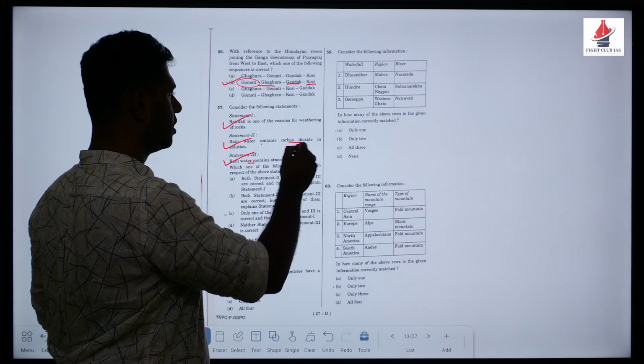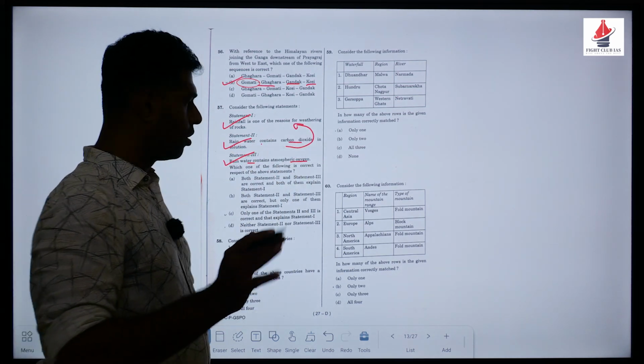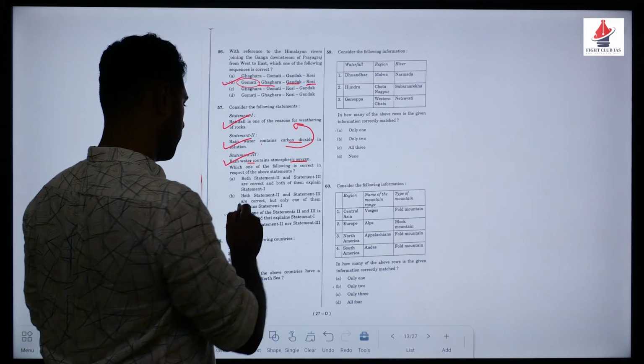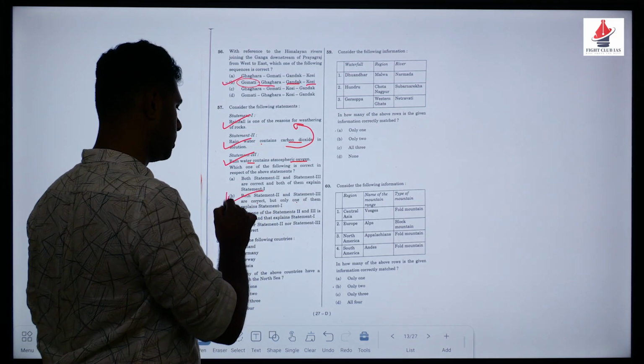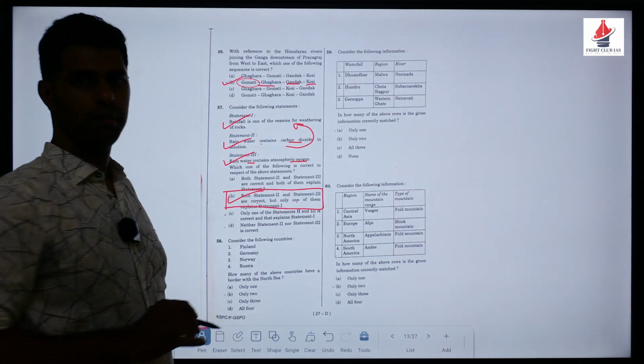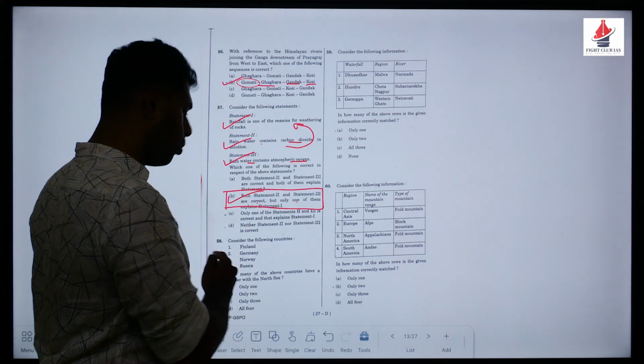See, this is a reason for weathering, carbonation. Oxygenation is not resulting into weathering. So both statement 2 and statement 3 are correct, but only one of them explains statement 1. Yes, B is right. B is right. Moving to 58th one.